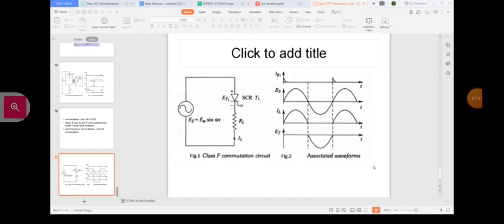As you can observe, the waveform consists of 4 components. On the x-axis, time t is plotted. To draw a waveform for class F commutation, we have 2 axes: the x-axis, the vertical axis, and the y-axis, the horizontal axis. On this horizontal axis, time t is plotted. We assume that initially the value of time t is 0.